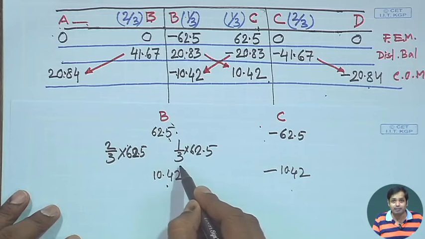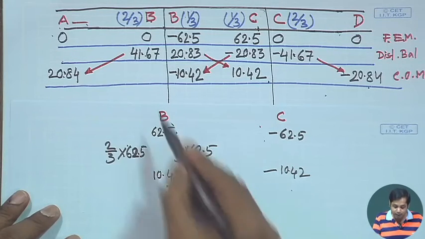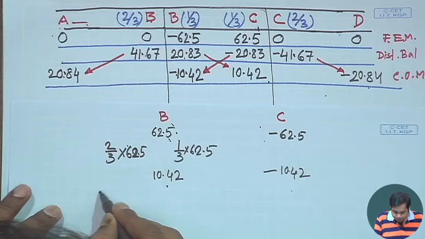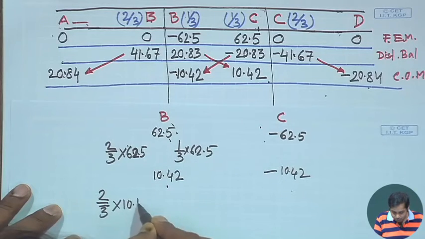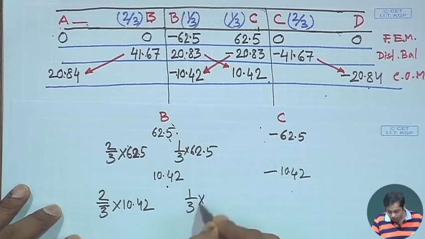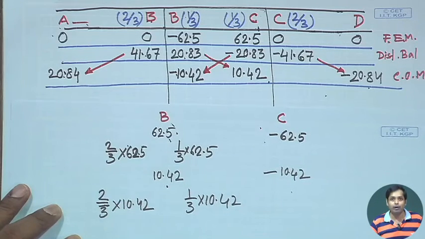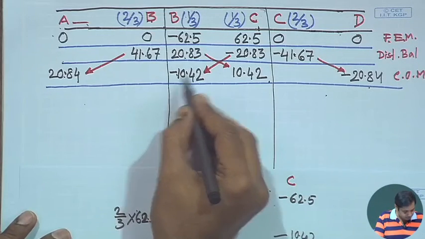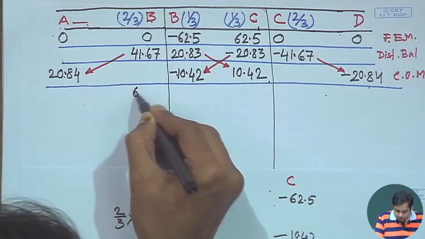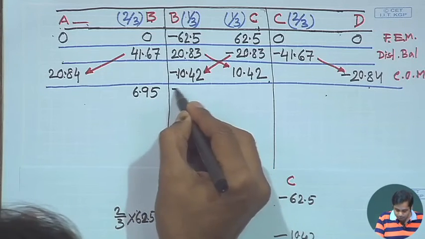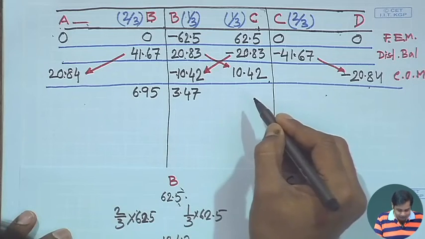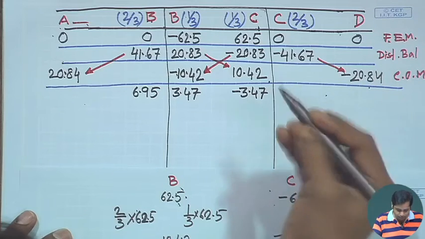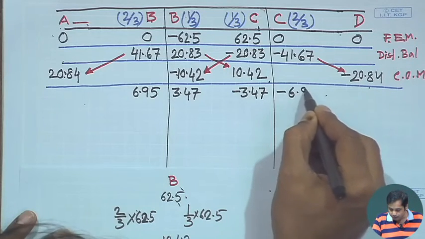Now this is the balancing moment, and this balancing moment again will get distributed among the members as per the distribution factor. So here it will be 2/3 of 10.42, and it will be 1/3 of 10.42, and similarly for this case. So what will be the values here? Here it is 6.95, and this will be 3.47, and similarly here it will be minus 3.47. The problem is symmetric, that is why we are getting the same values, 6.95.